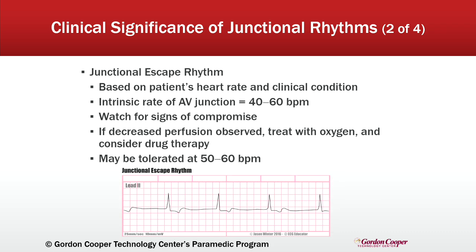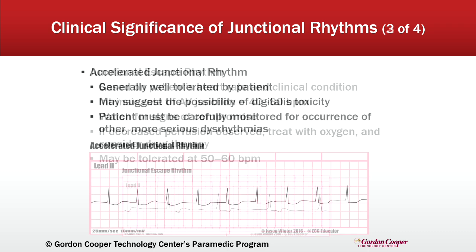Now we'll talk about some more rhythms. So junctional escape rhythm is assessed based on the patient's heart rate and clinical conditions. So we know that intrinsic rate of the AV junction is typically 40 to 60. It's important to watch for signs of compromise, such as decreased perfusion, just because of their heart rate getting slower. That could indicate the heart is not pumping effectively. So if signs of compromised perfusion are present, treatment may include O2, and drug therapy could be considered to help increase that rate or stabilize the rhythm. So usually, a heart rate of 50 to 60s can be well tolerated in most patients, but it all just depends upon that patient's status.